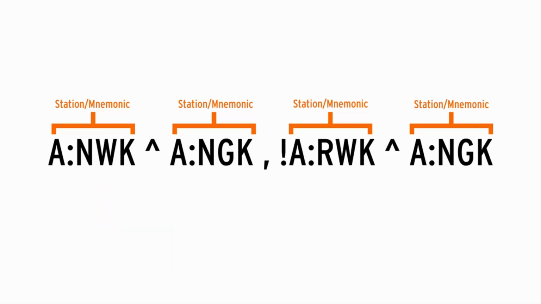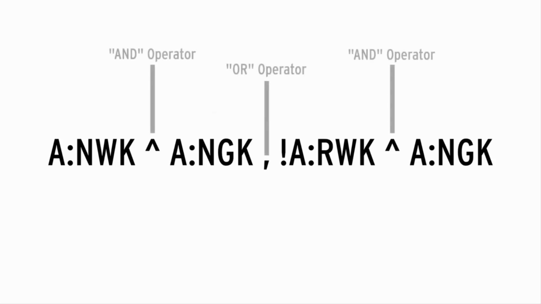In the third station mnemonic pair, you will notice that it is preceded by an exclamation point. This tells the program that the specified station mnemonic pair actually needs to be inactive in order for the condition or expression to be true. The next component of an expression are the operators. There are only two types of operators in an expression: AND operators and OR operators.